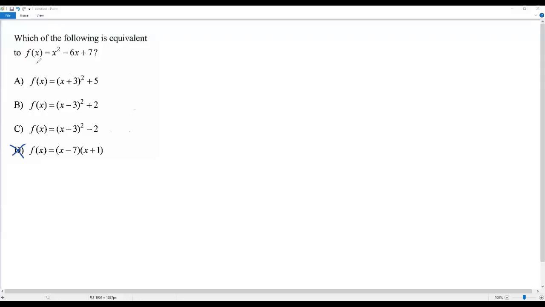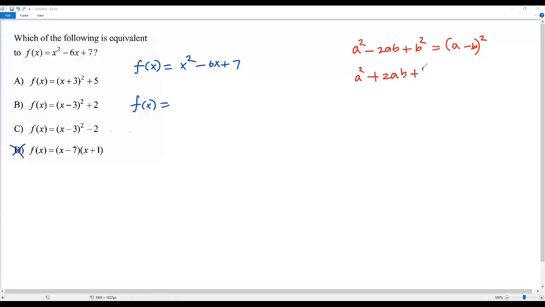For that, let's write the given quadratic function in vertex form. Let me take the given quadratic function x² - 6x + 7. To write it in vertex form, I have to use the completing the square method, which uses algebraic identities: a² - 2ab + b² equals (a - b)², and a² + 2ab + b² equals (a + b)². Here the x term is negative, so I have to use the first identity.